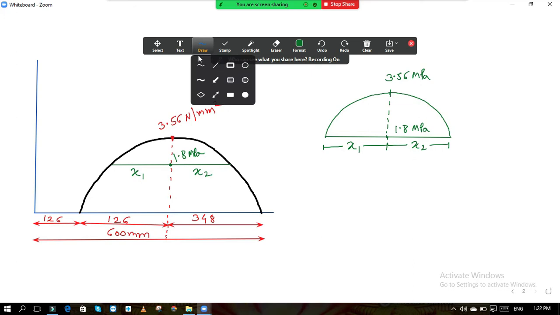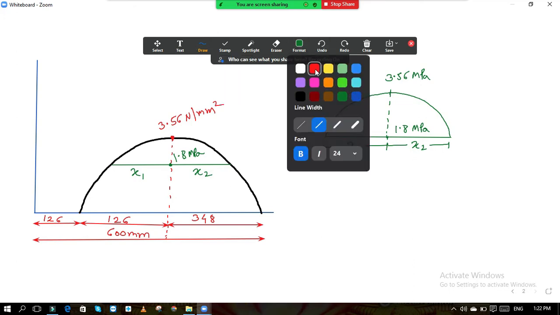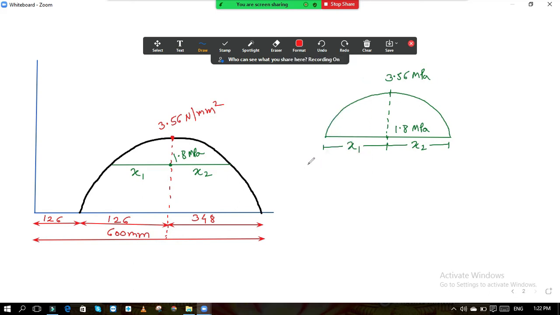Now we want to find out the values of x1 and x2, and we will use the law of parabola. Here we will use the law of parabola, and that law says, remember this, as it is. The difference between this height, what is the difference? It is 3.56 minus 1.8. The difference divided by the highest height, total height, 3.56, must be equal to x1 square divided by the base, which here is 126, 126 square.